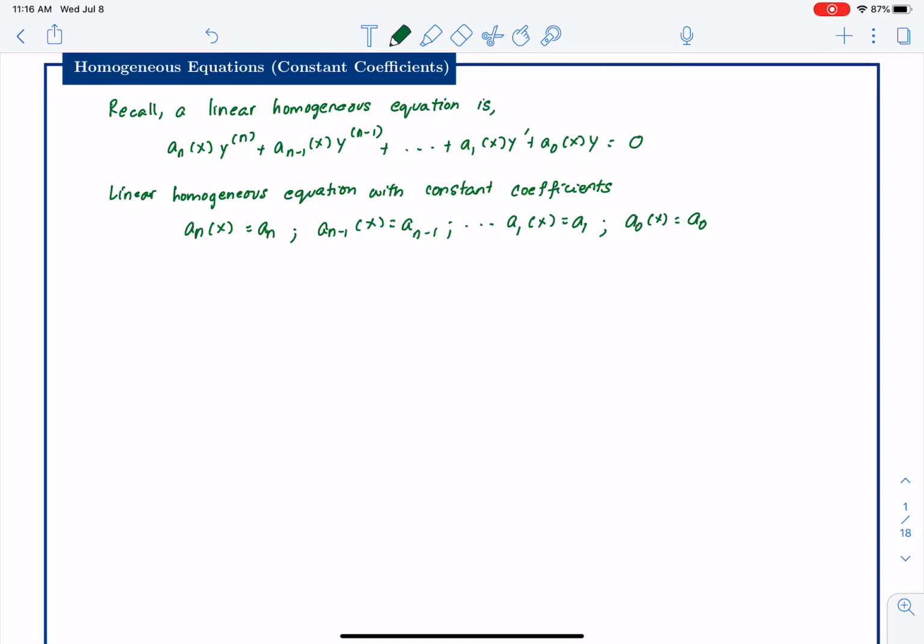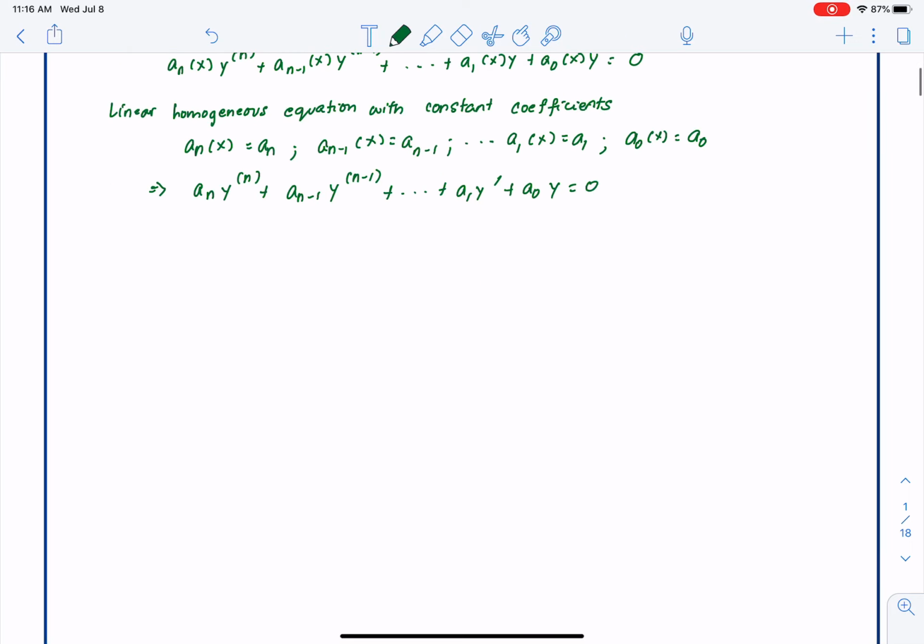So what is the consequence? The equation becomes a_n y^(n) plus a_(n-1) y^(n-1), all the way up to a_1 y' plus a_0 y equals 0. So let's look at an example.